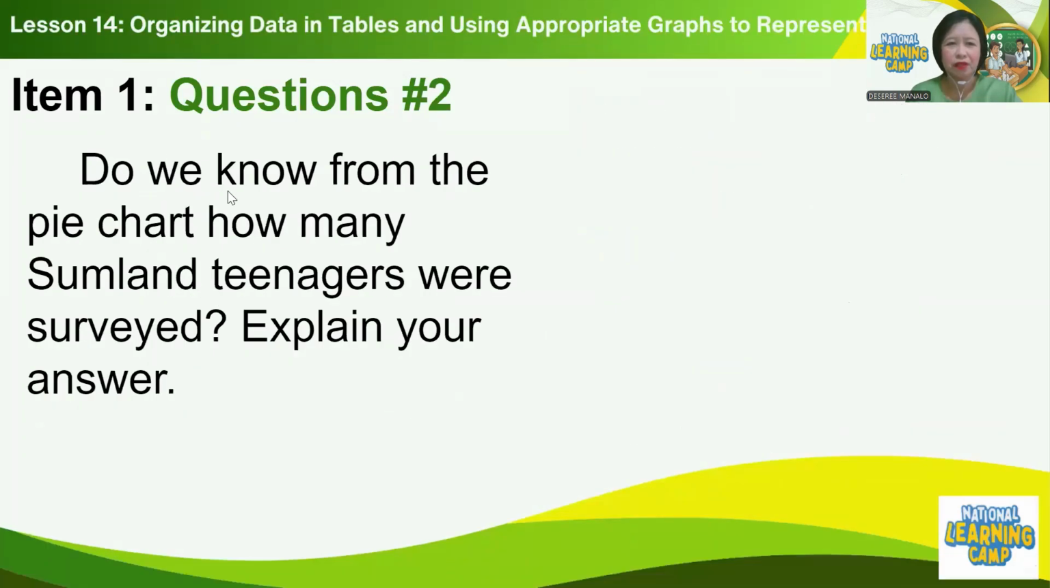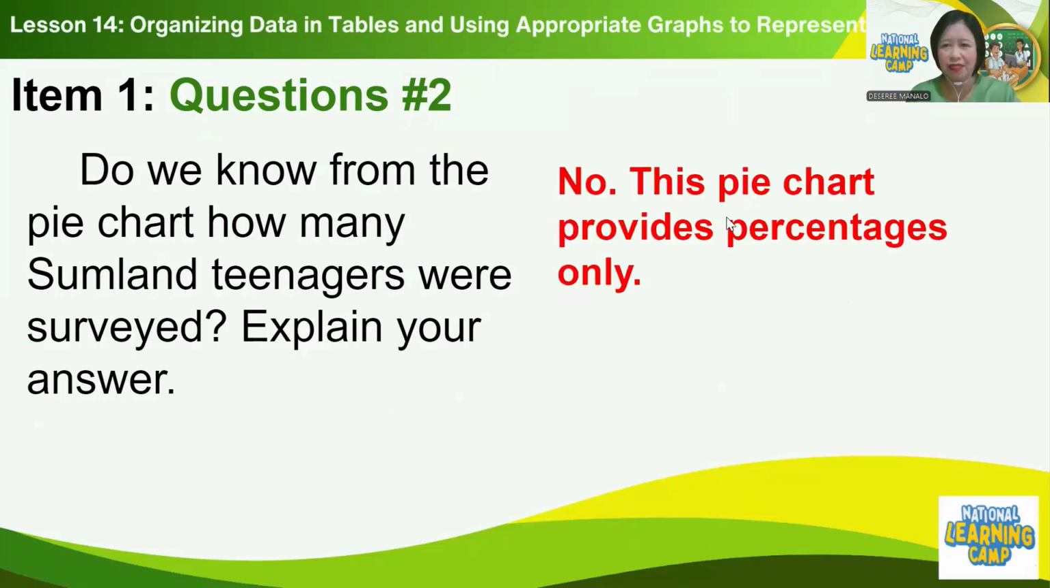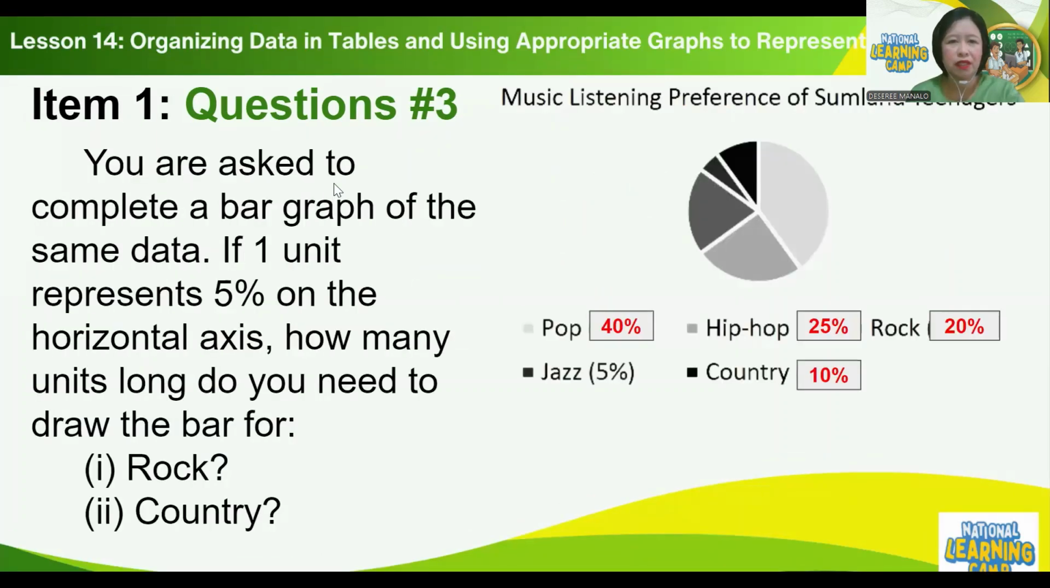Question number 2. Do we know from the pie chart how many Sumland teenagers were surveyed? Explain your answer. The answer is no, because this pie chart provides percentages only. Question number 3. You are asked to complete a bar graph of the same data. If one unit represents 5% on the horizontal axis, how many units long do you need to draw the bar? For I, we have rock, and 2I, country.